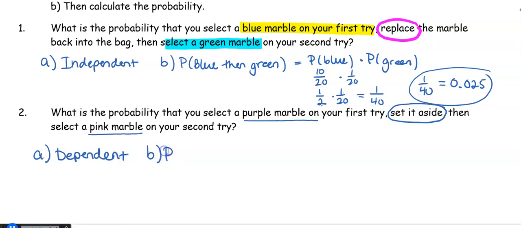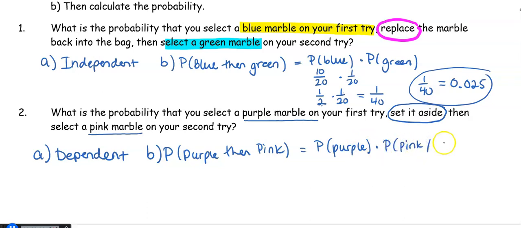So the probability of choosing a purple, then pink, is the probability of purple times the probability of pink, given that the purple has already been taken out of the bag. So pink given purple has already occurred. Now the probability of purple, if we look back up, there are 6 purples out of the 20. So that reduces down to 3/10. You don't have to reduce if you don't want to.